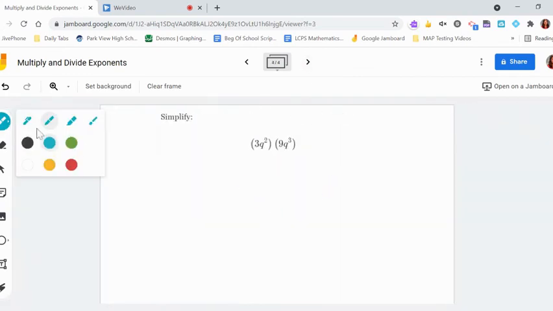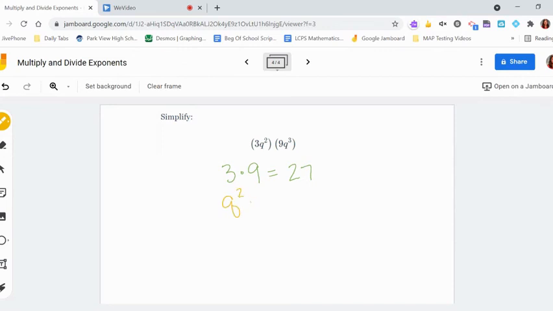Last example here, same thing. I'm going to multiply my coefficients. I have 3 and 9. 3 times 9 is going to be 27. And then I'm going to look at my q's. q to the 2nd power times q to the 3rd power. I'm going to add them together. 2 plus 3 will give me q to the 5th power. So my answer there is going to be 27 q to the 5th power.